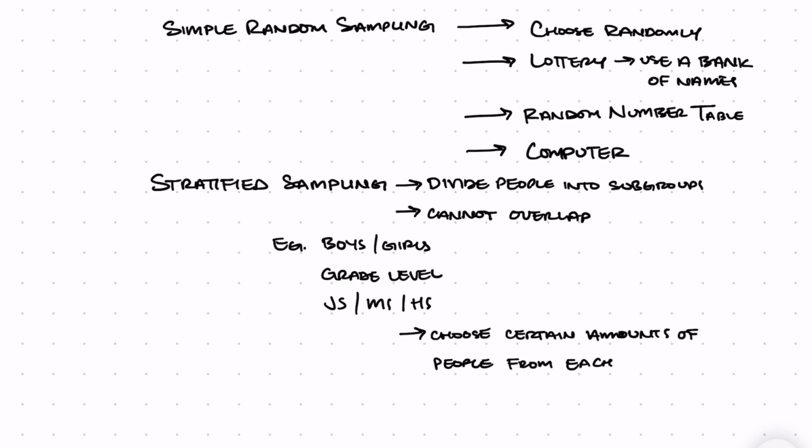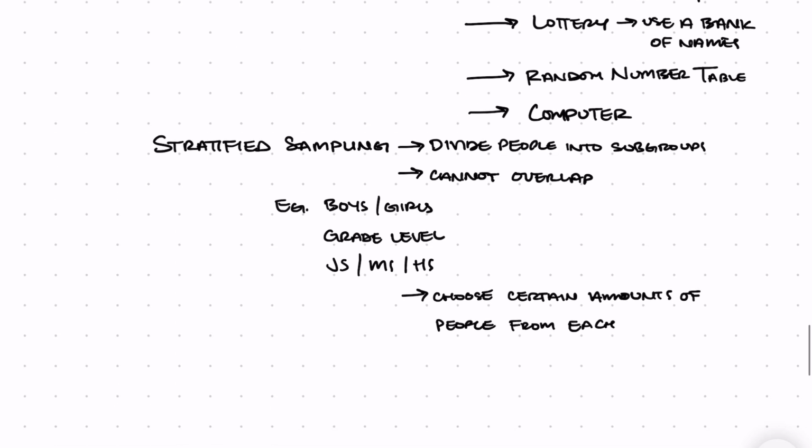So maybe I want this a little bit fairer. I split the school list into boys and girls, and then I will choose 20 boys and 20 girls. Or maybe one person from each grade level, or maybe 3 people from junior school, 3 from middle school, 3 from high school.